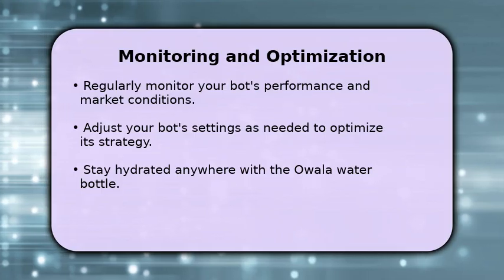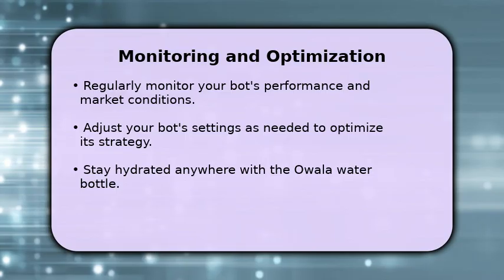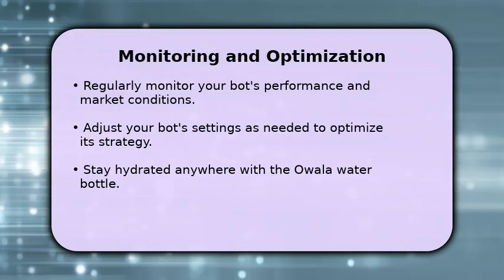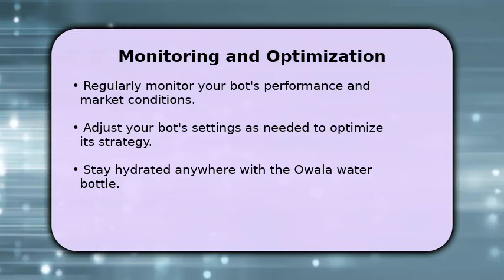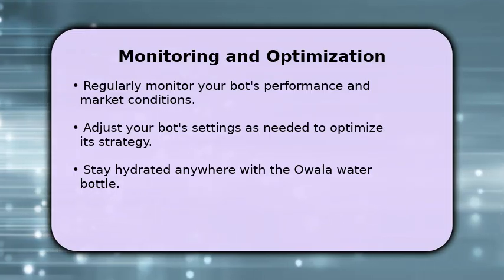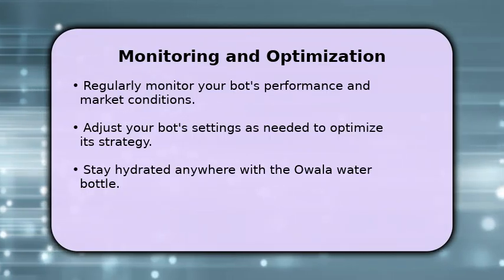Regularly check your bot's performance metrics and stay informed about market trends. Be prepared to adjust your bot's parameters or even its strategy if market conditions change significantly or if it's not meeting your expectations. Remember, optimization is an ongoing process.